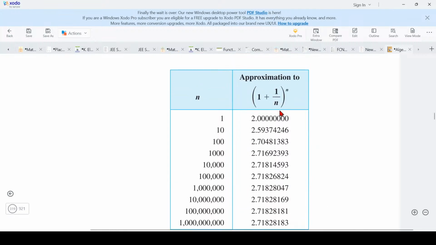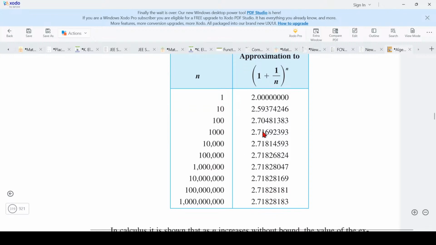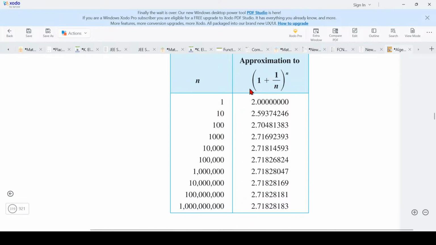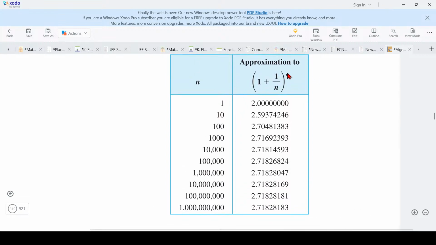When n equals 1, obviously 1 plus 1 is 2, 2 power 1 is 2. When n equals 10, this becomes 1.1 whole power 10. If you do it on a calculator, you will get this number. If you do all this calculation, this number is approaching some number. This is what we call e. This is called the exponential expression: 1 plus 1 by n whole power n. When limit n tends to infinity, this becomes equal to e.